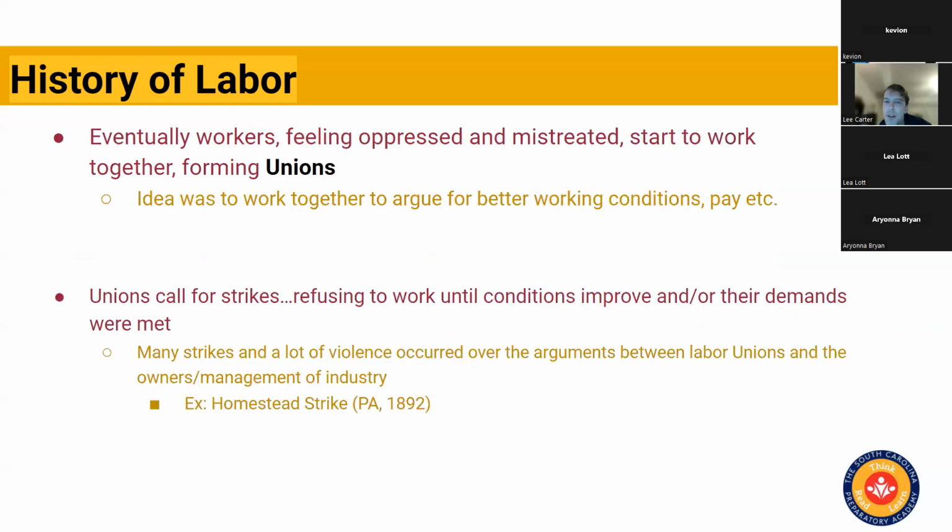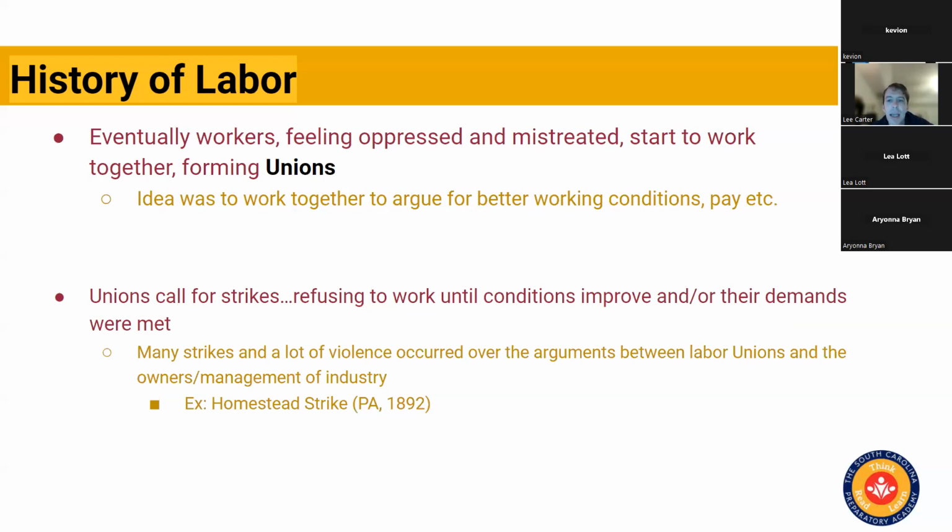So eventually the workers, feeling this oppression and mistreatment, are going to start working together, forming what we call unions. The idea of a union is working together to argue for better working conditions, pay, and so on. If things are not right, the union might call for a strike, which is refusing to work until conditions improve or until their demands are met.